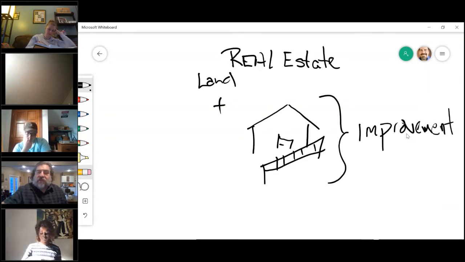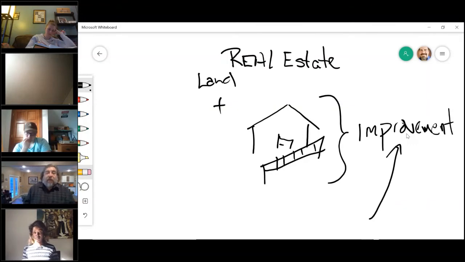So here's another sight word for you. The word improvement means a man-made item on real estate. Matter of fact, our purchase agreements actually are called purchase agreements for improved property because it's got a house on it. We have a purchase agreement called a purchase agreement for an unimproved property.